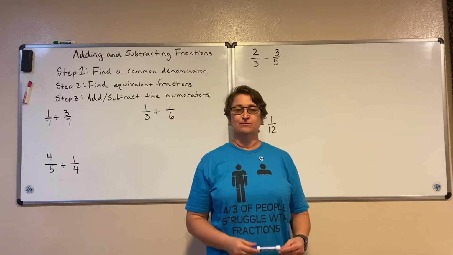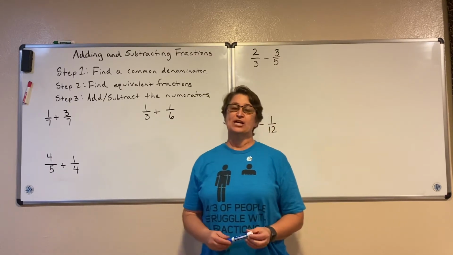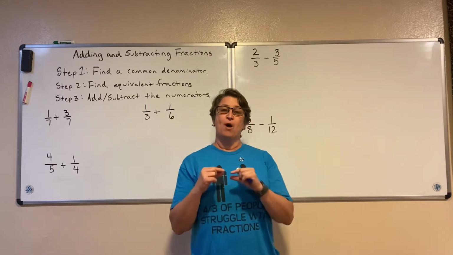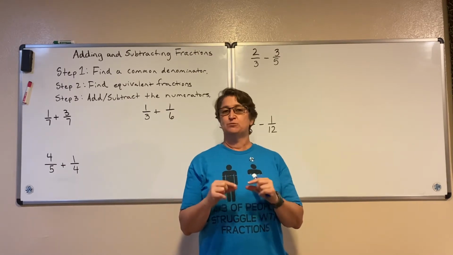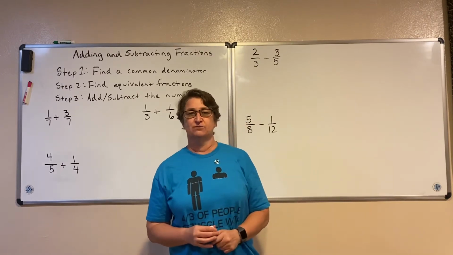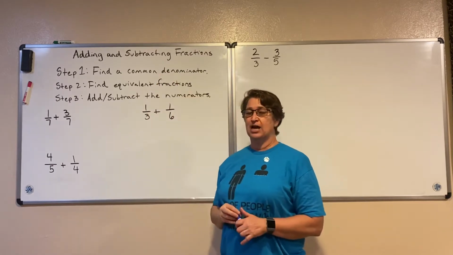Let's add and subtract fractions. In order to add and subtract fractions, we need a common denominator. In other words, the bottoms of our fractions must be the same in order for us to add or subtract the fractions. So we're going to first find a common denominator each time.